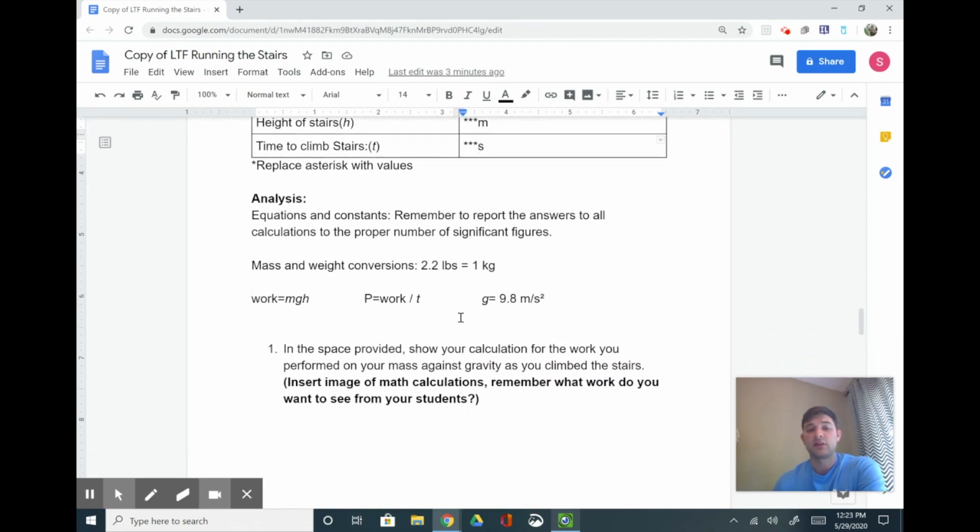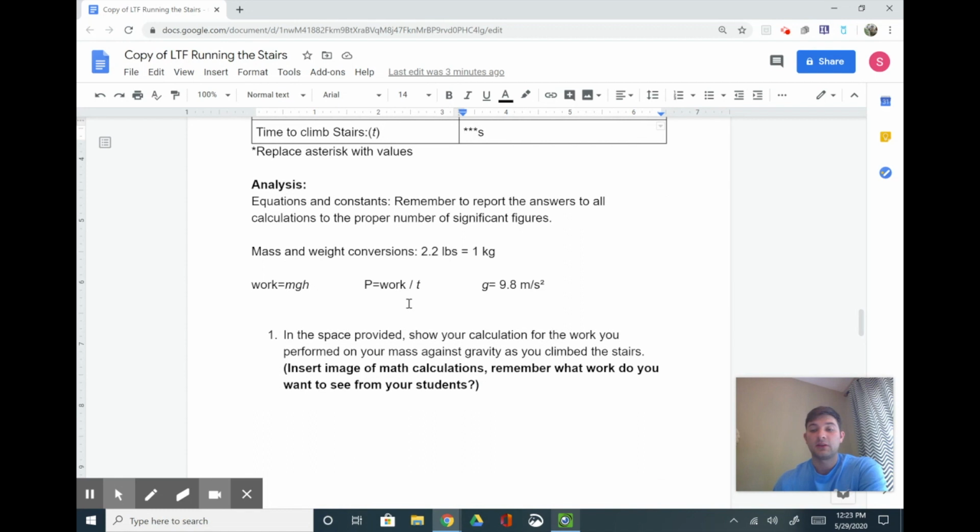Now this is where the formulas start coming in. This is where the calculations can get kind of hairy. You do need to make sure you insert the image of your math calculations at certain points.